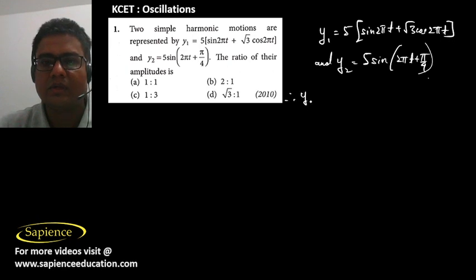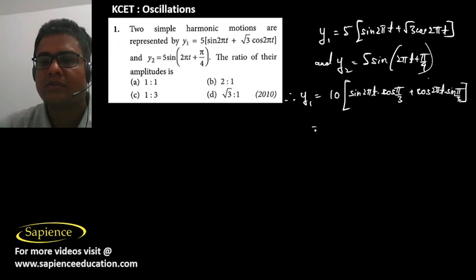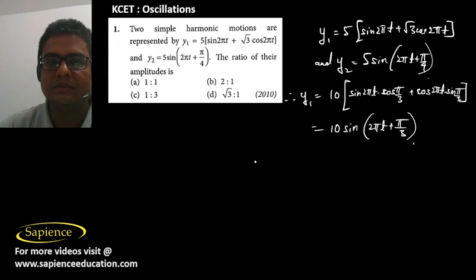Now this y1 can be written as 5 into, from here I can take 2 as common, so it will be 5 into 2, that is 10, and we can write sine 2 pi t into half, which is cos pi by 3, plus cos 2 pi t into sine pi by 3. So this is sine a cos b plus cos a sine b, that is 10 into sine a plus b. So this is 10 sine 2 pi t plus pi by 3. So y1 is this.